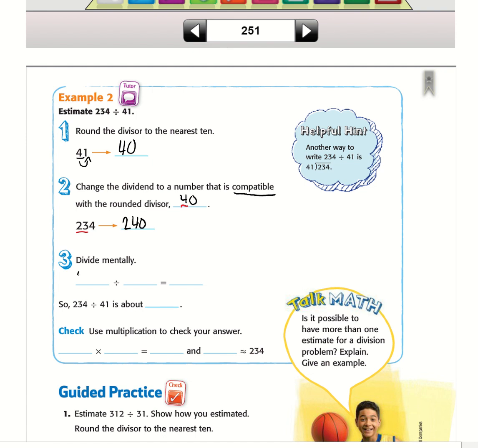So now I can divide mentally. 240 divided by 40. I know the shortcut. These end with zeros, so those can cancel. 24 divided by 4 is going to equal 6. So 234 divided by 41 is about 6. I can use multiplication to check. 6 times 40 is 240. And 240 is close to 234.